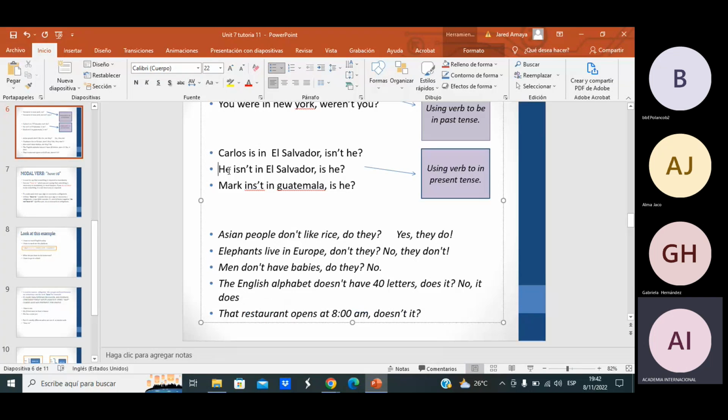¿Por qué? Porque la primera está negativa, ¿verdad? He isn't in El Salvador. Is he? Es como esta que está aquí, ¿verdad? Mark isn't in Guatemala. Is he? Well, this is using the verb to be, right? Usando el verbo to be.